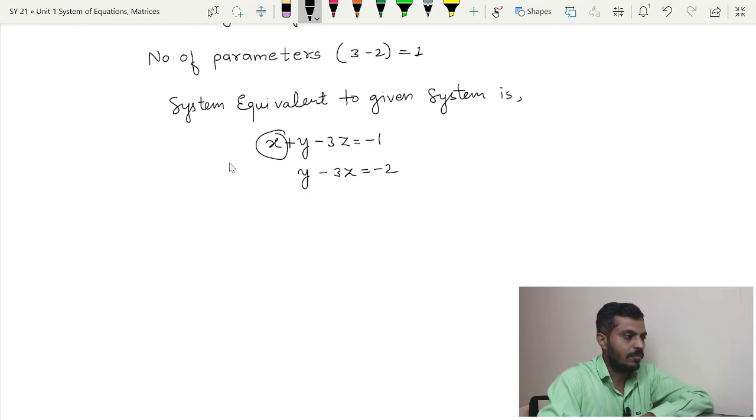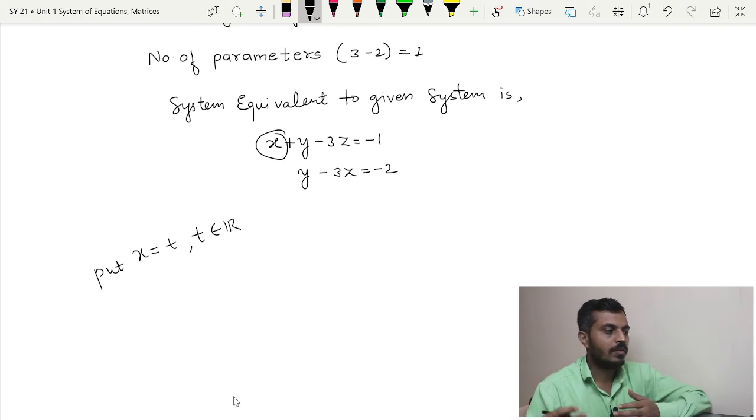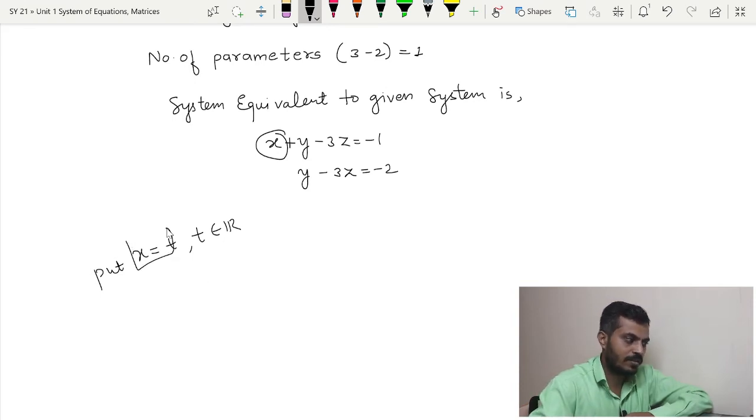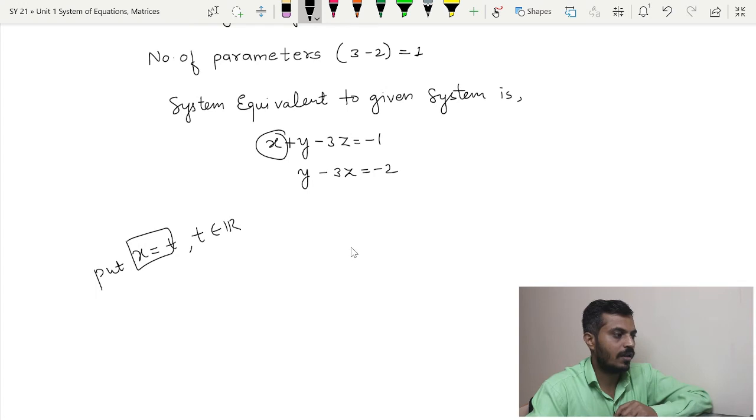If you use a parameter for x, let us say using a parameter for x means I am going to simply put x is equal to t, where t is some real number. If the number of parameters is more, you can go for t1, t2 or r, s, t, somewhat like this. Now if we put x is equal to t, we get the value of x as t, but we cannot get the values of y and z that easily.